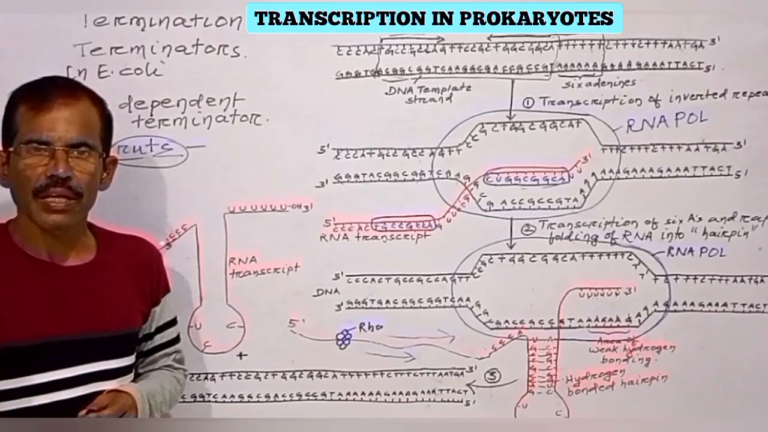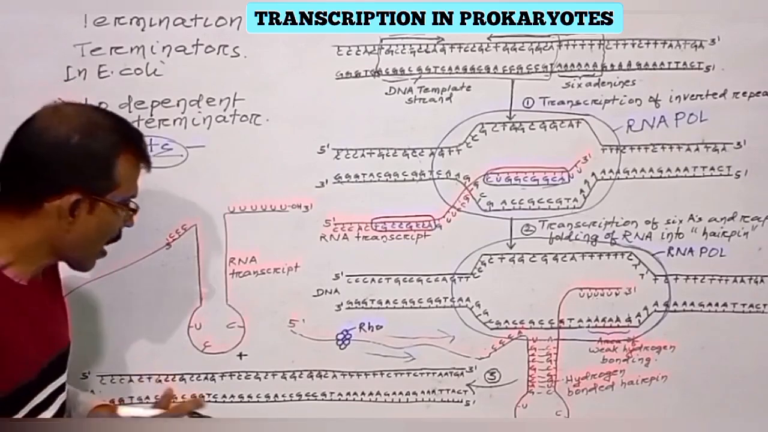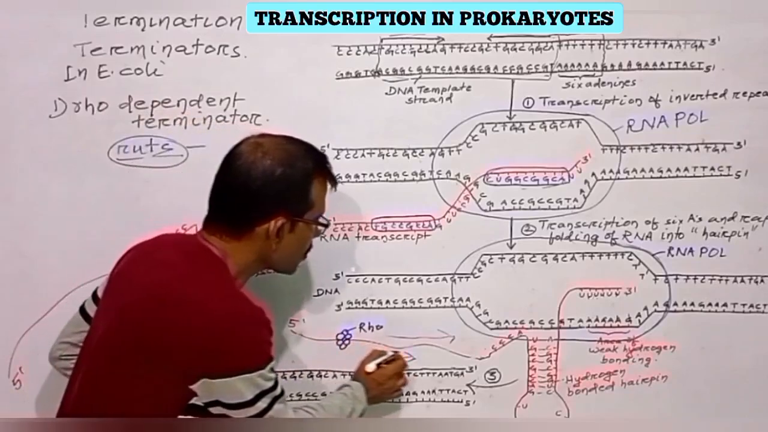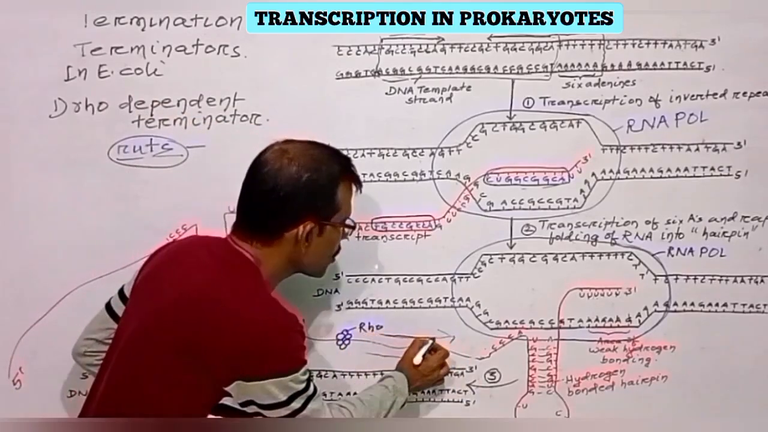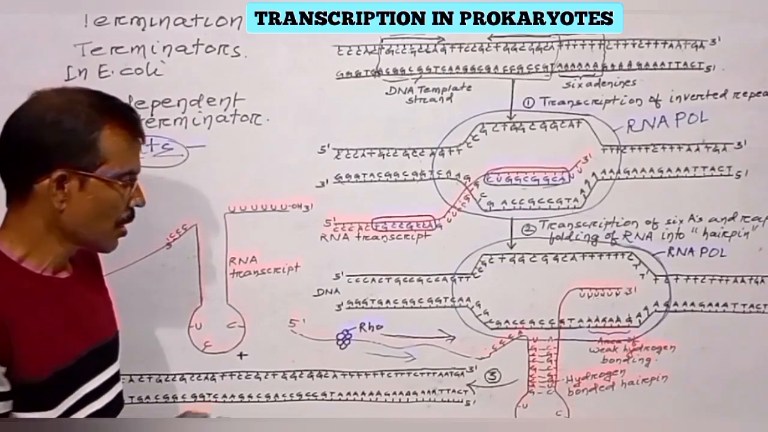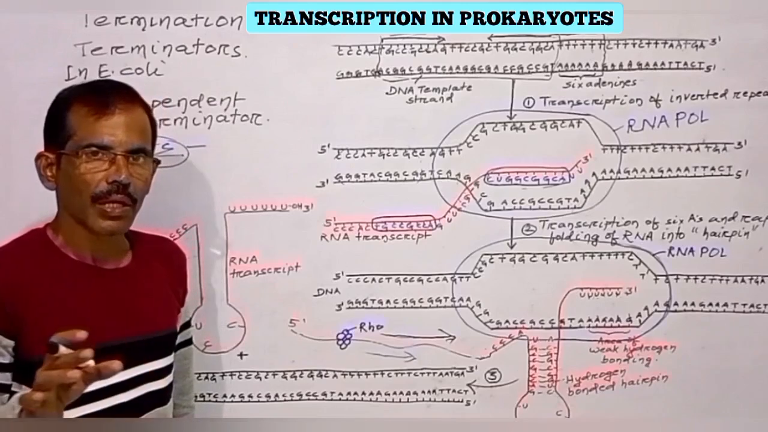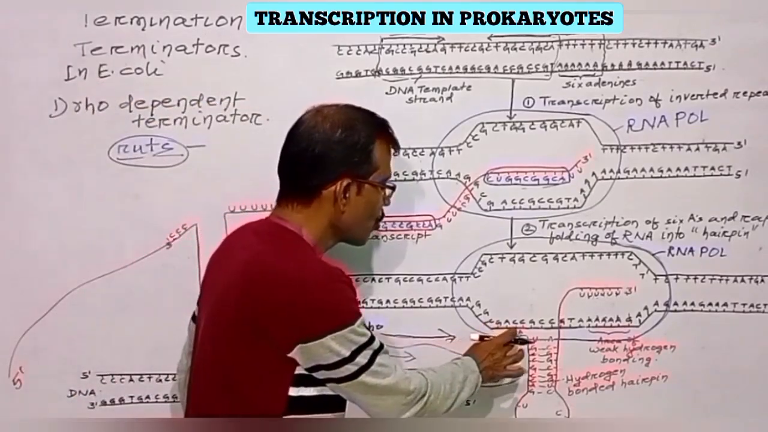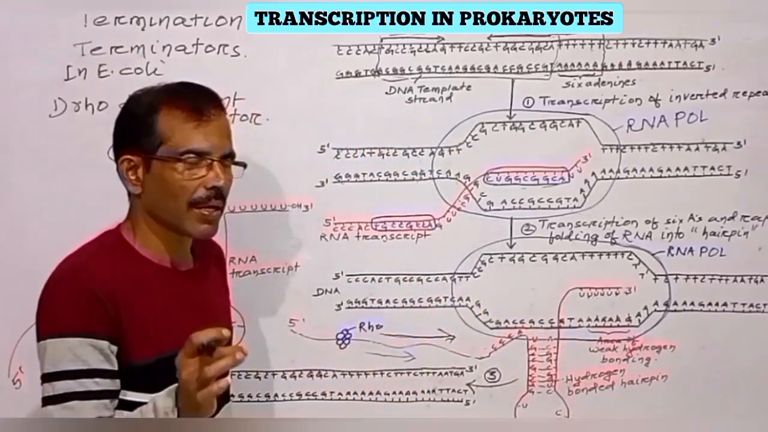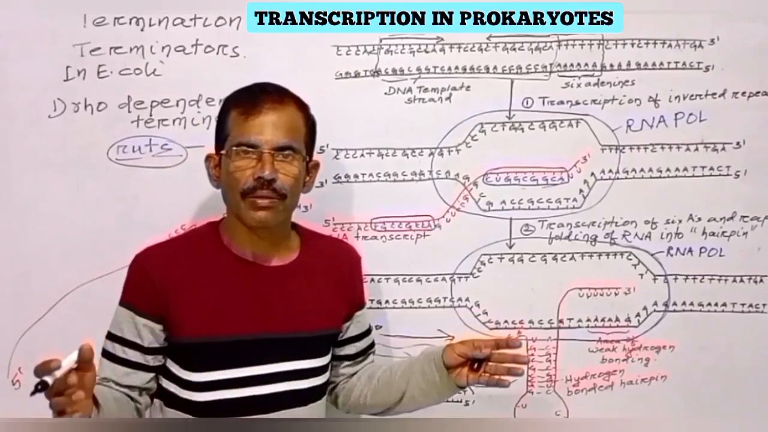Rho factor is a hexameric ring-shaped helicase. It binds to the ROT sequence and then it moves along the transcript in 5' to 3' direction. When the RNA polymerase encounters the hairpin, it pauses, allowing the Rho factor to catch up, which then passes through the hairpin and ultimately separates the DNA-RNA hybrid by its helicase activity.